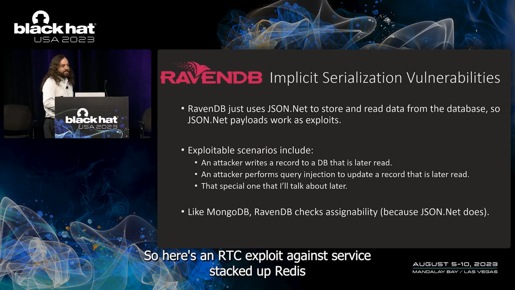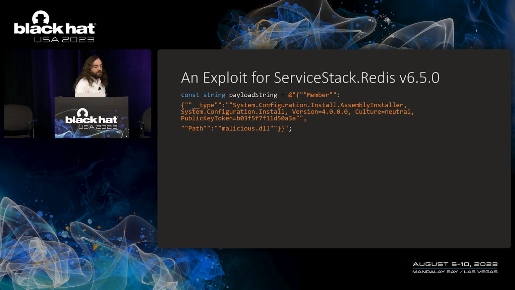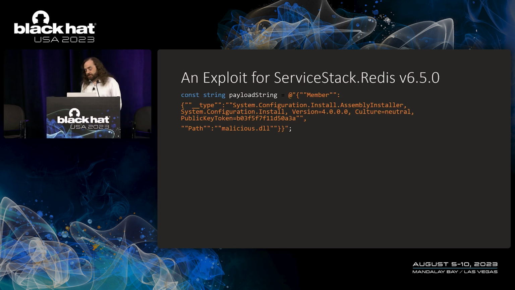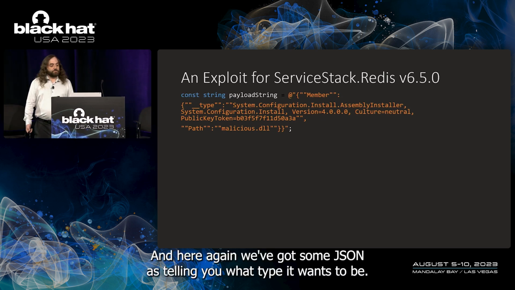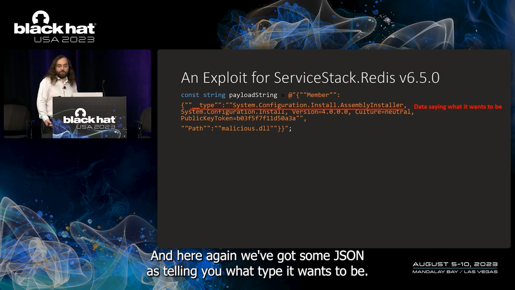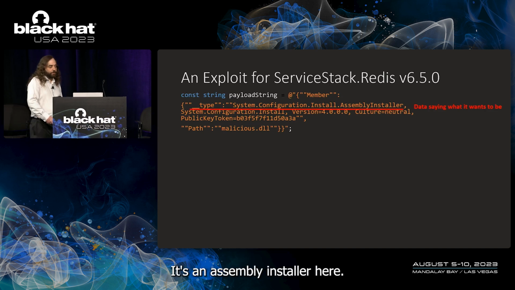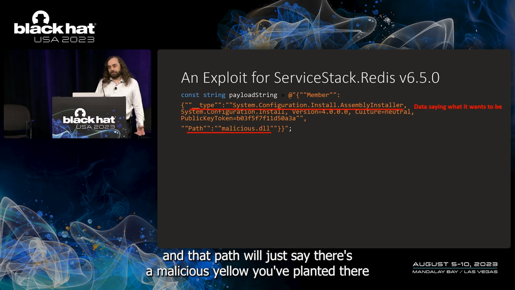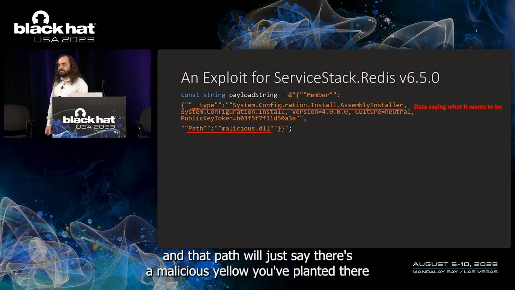So here's an RCE exploit against ServiceStack.Redis. ServiceStack.Redis is a NoSQL interface for a Redis cache. And here again, we've got some JSON. It's telling you what type it wants to be. It's an assembly installer here, so when we set this path it's going to call load library on that path. We'll just say there's a malicious DLL you've planted there.